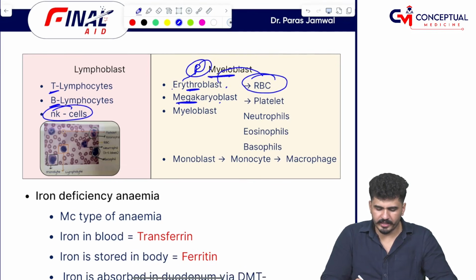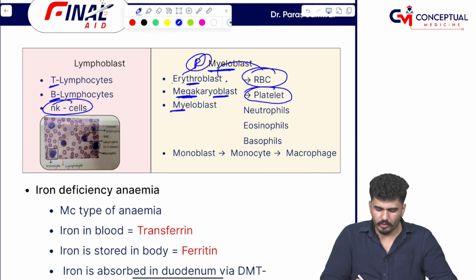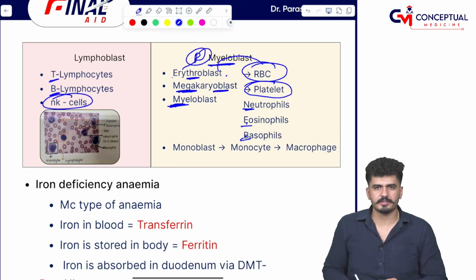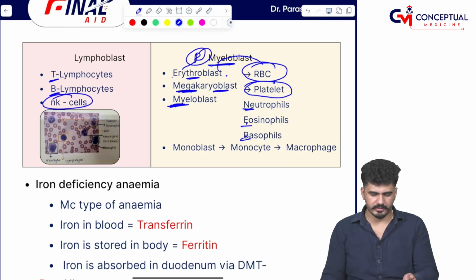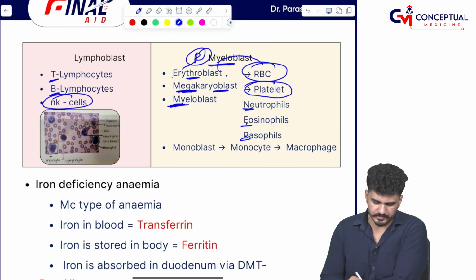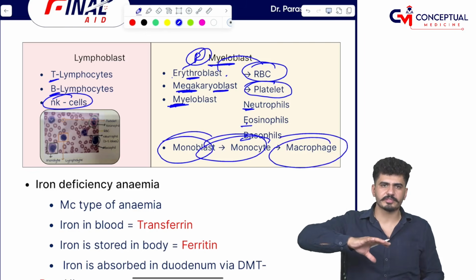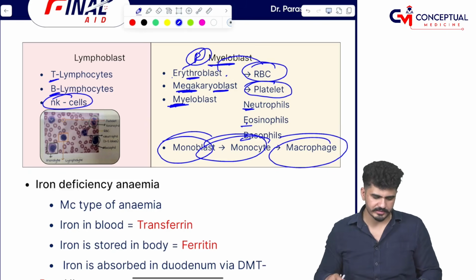Megakaryoblast is your platelet. Myelo: the myeloblast gives neutrophils, basophils and eosinophils. Our all content is for FMGE and NEET PG both and other exams also. Now the monoblast gives monocyte, which then converts to macrophages. These are the lymphoid origin cells and the myeloid origin cells.